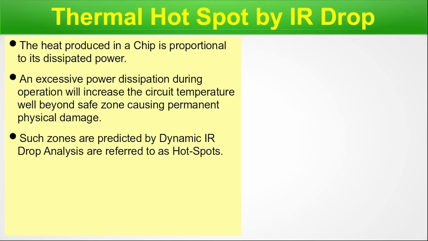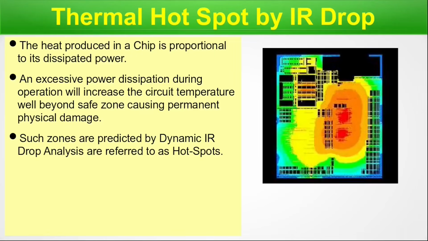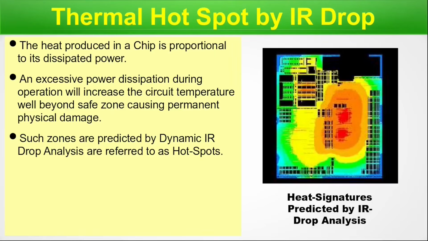Such zones are predicted by dynamic IR-Drop analysis and referred to as hotspots. Now, how do they look? They look like this. So you can see different colors. And these are heat signatures predicted by IR-Drop analysis inside a chip. So you can see there are different color gradients here in the right hand side picture. Generally from green towards the red, we approach the more hot regions.